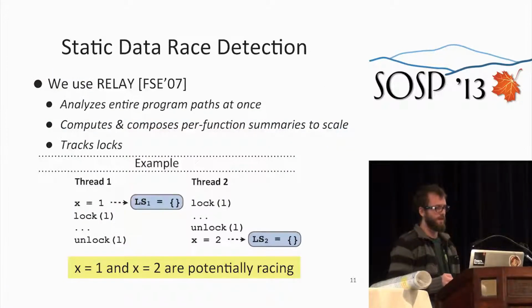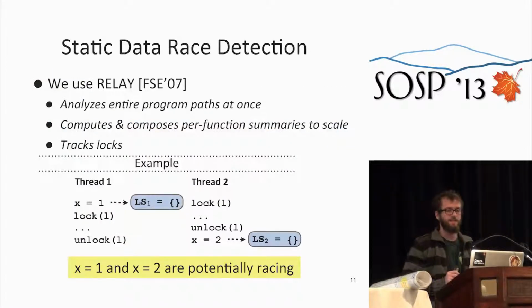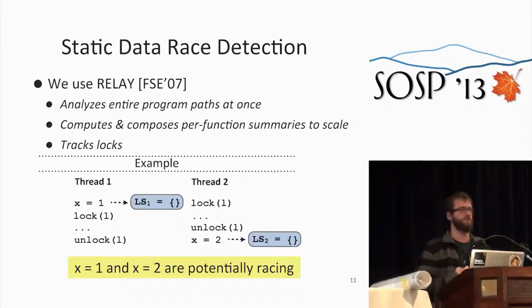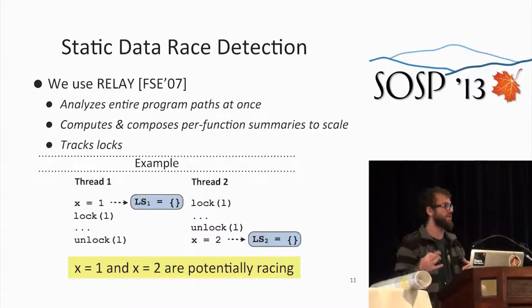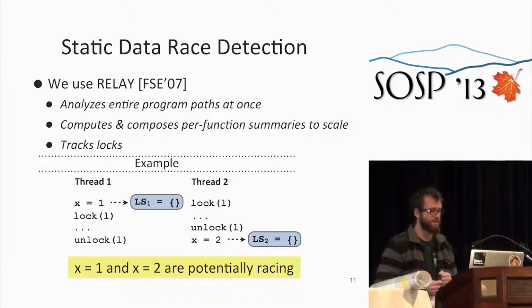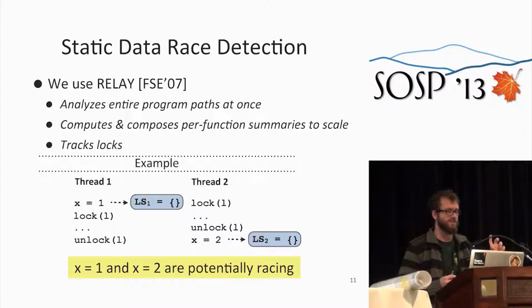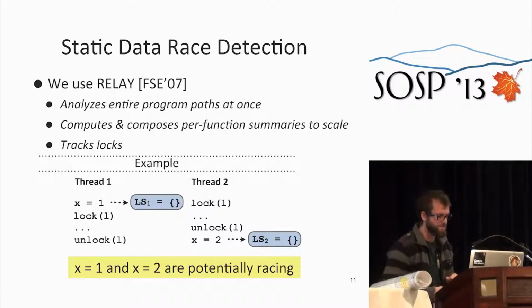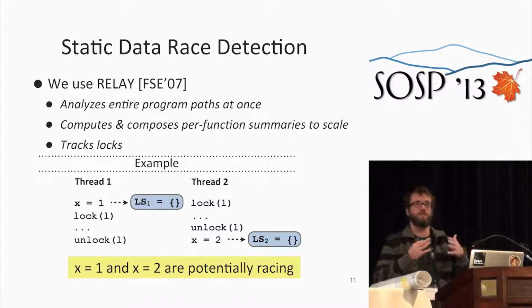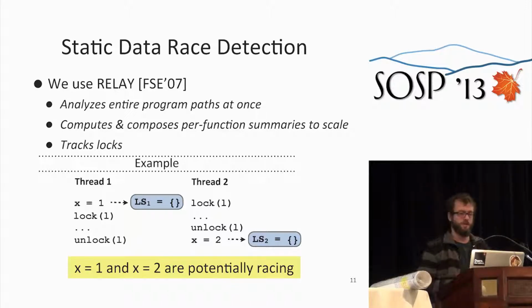Now, let's have a closer look at static data race detection and how it is performed in RaceMob. RaceMob can use any static data race detector to statically detect potential data races in a program. We chose Relay, which to our knowledge has the lowest number of false negatives for large programs, therefore it's nearly complete. Static detectors typically walk the control flow graph of a program and they analyze entire program paths at once. They may compute per function summaries, and they compose these summaries in order to scale to large programs. They also monitor the locks that are acquired and released during program execution to perform detection.